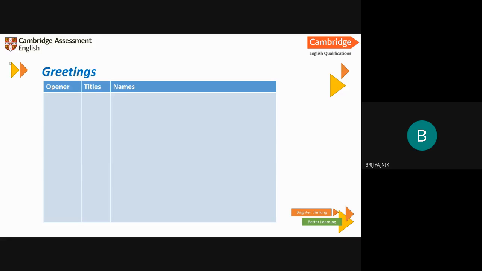But before, let me show you what options we have when we greet people. When we greet people, we can use two types of words. We can either use the openers, as you can see on the screen, or we can use the titles.